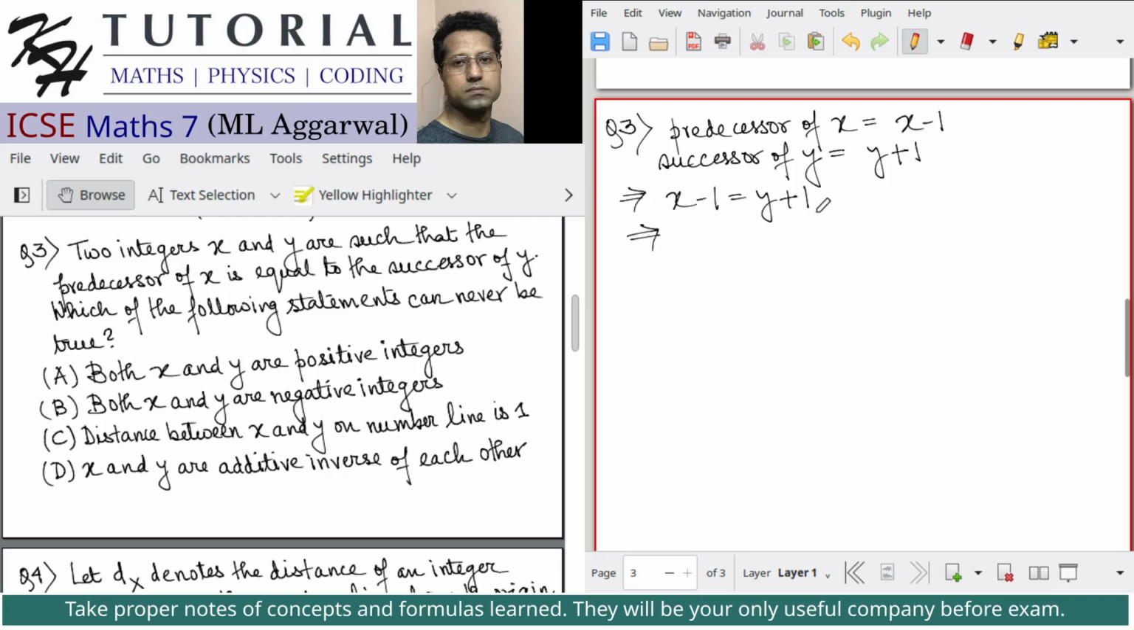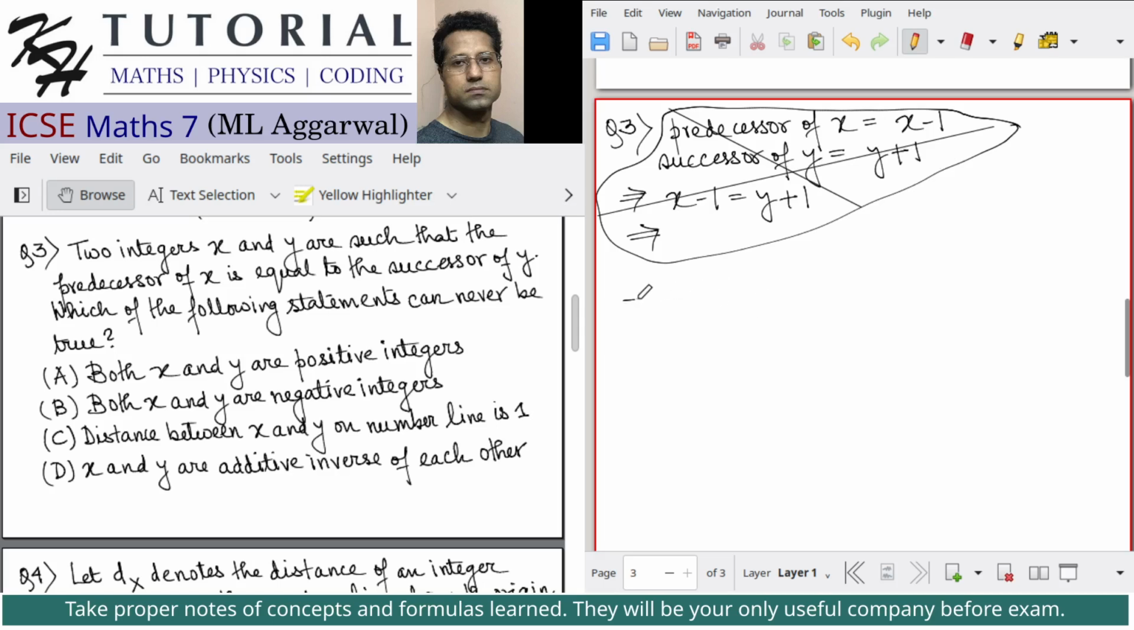I think it will be better understood instead of doing this kind of calculation. I think it will be better understood on the number line. I'm sorry, for the moment I will not use this concept, even though it is correct, that the predecessor of x is x minus 1 and the successor of y is equal to y plus 1. But let's try to solve the problem in a different way.